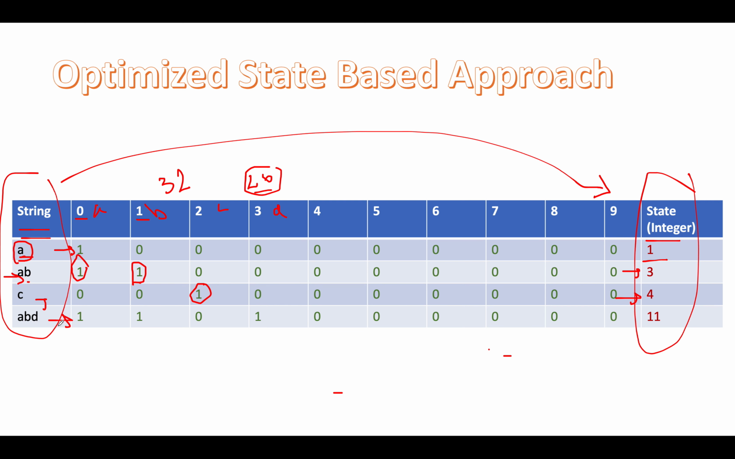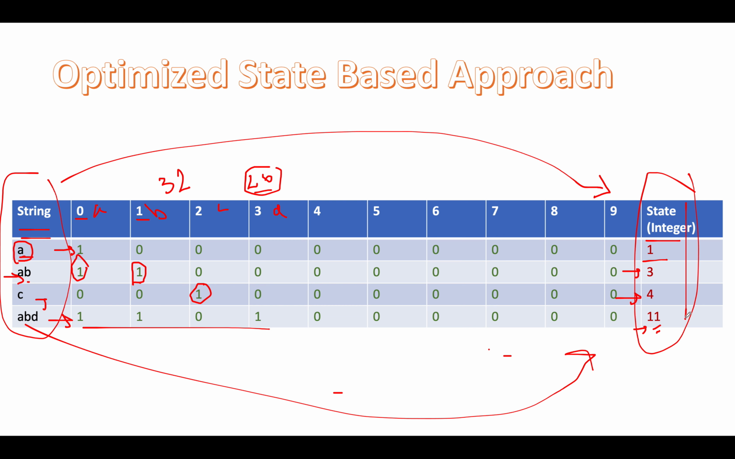Let's continue the process. Let's assume we have ABD. So here we enabled the 0th index, the first index and the third index in the bitwise representation, as a result of it the state of the variable becomes 11. So this string maps to 11 integer value, C maps to 4, AB maps to 3 and A maps to 1. Now we have the state variables, and if somebody asks you if there is any character common between A and AB, how will we get to know that?